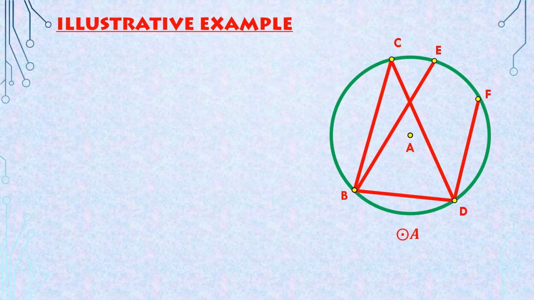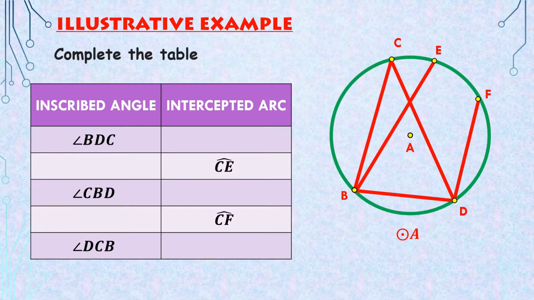Okay, so let's have an example of finding the inscribed angle and intercepted arc on our figure. Let's complete the table. We have the inscribed angle, then its intercepted arc. Suppose you are given inscribed angle BDC. On our figure, the intercepted arc of angle BDC is arc BC. Then, given the intercepted arc CE, the inscribed angle is angle CBE.